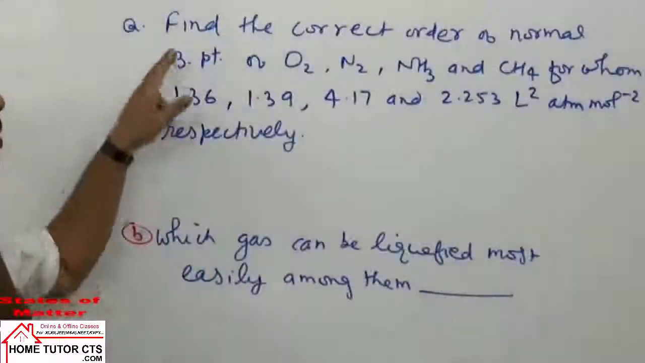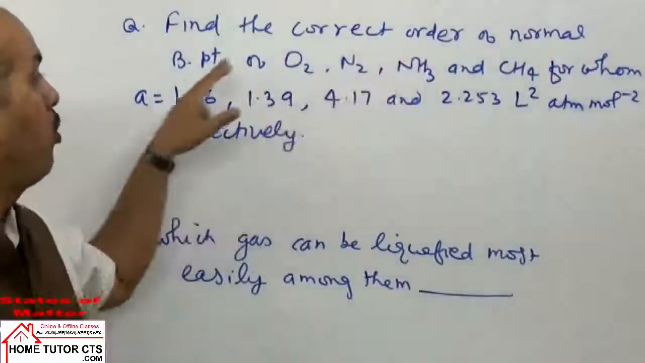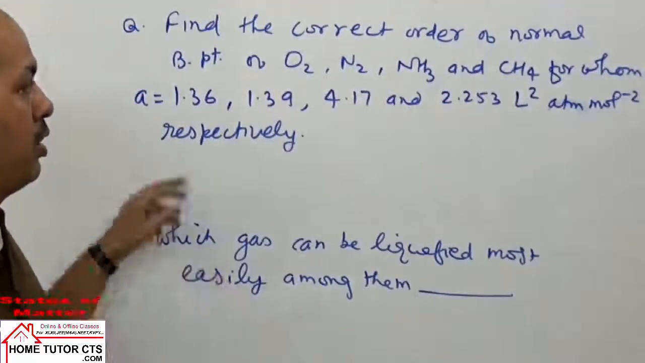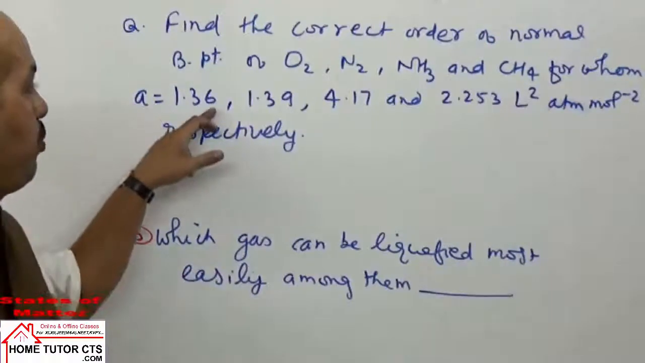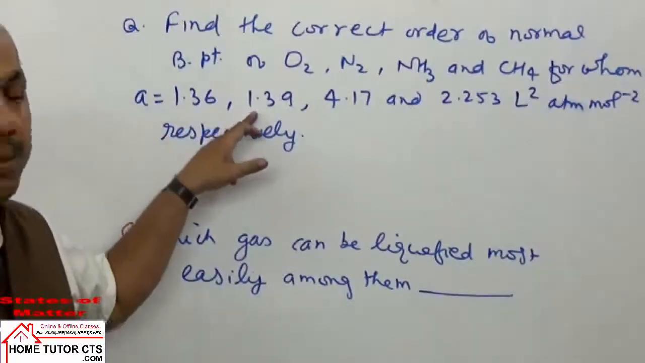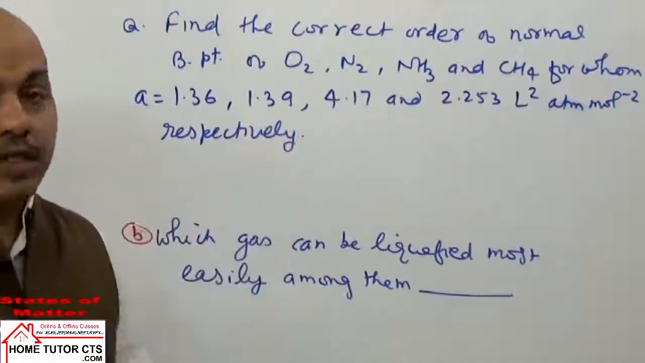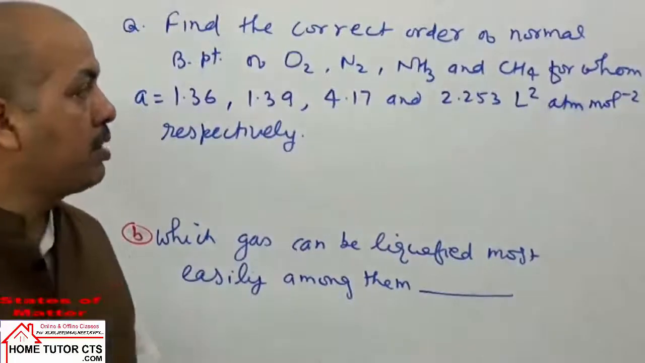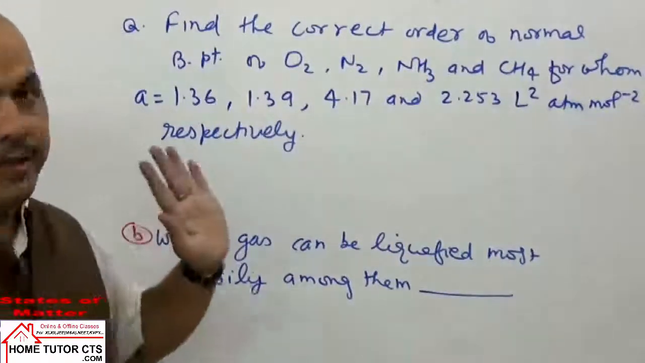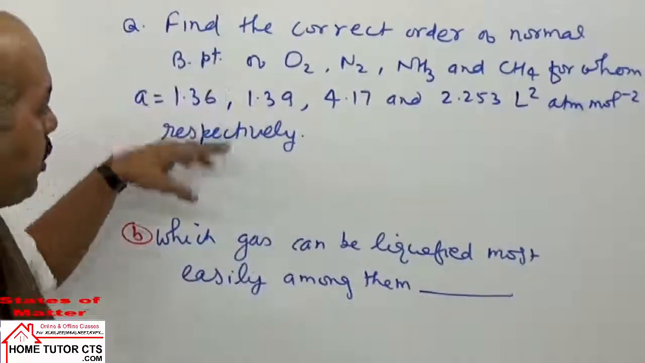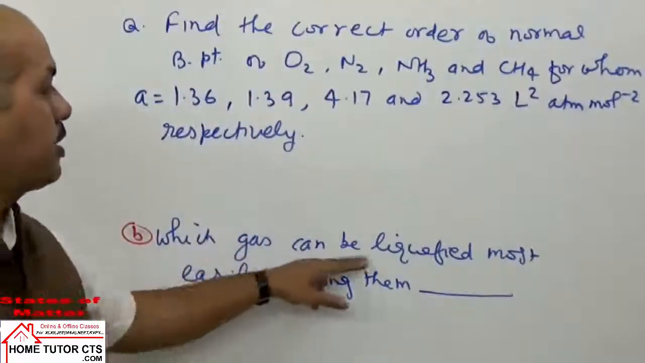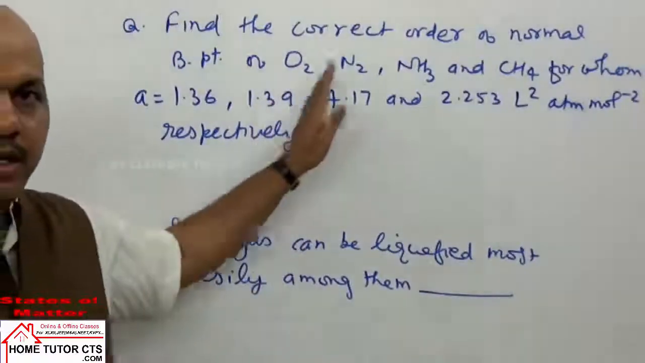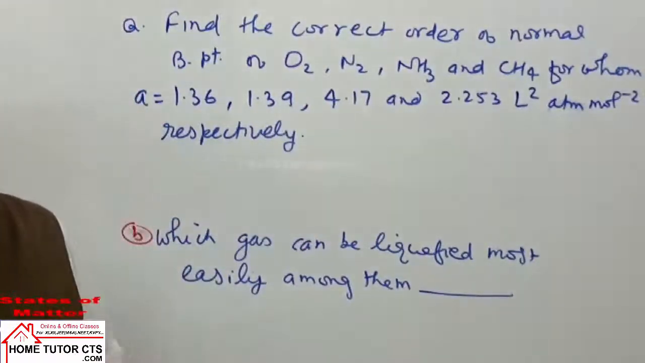Now the next question given here: find the correct order of normal boiling points of O2, N2, ammonia and CH4 for whom the value of A is 1.36, 1.39, 4.17 and 2.253 liter square atmosphere per mole square respectively. And one more part of this is, in these gases which gas can be liquefied most easily among them. So try yourself both the questions.